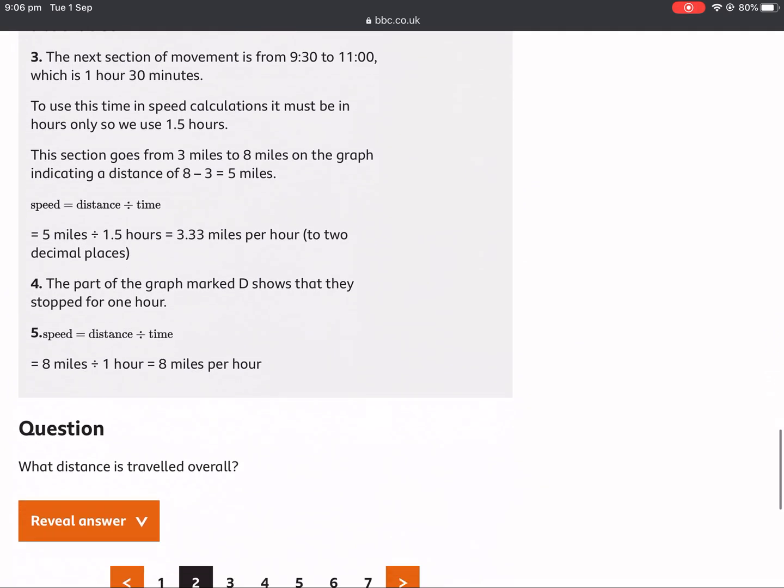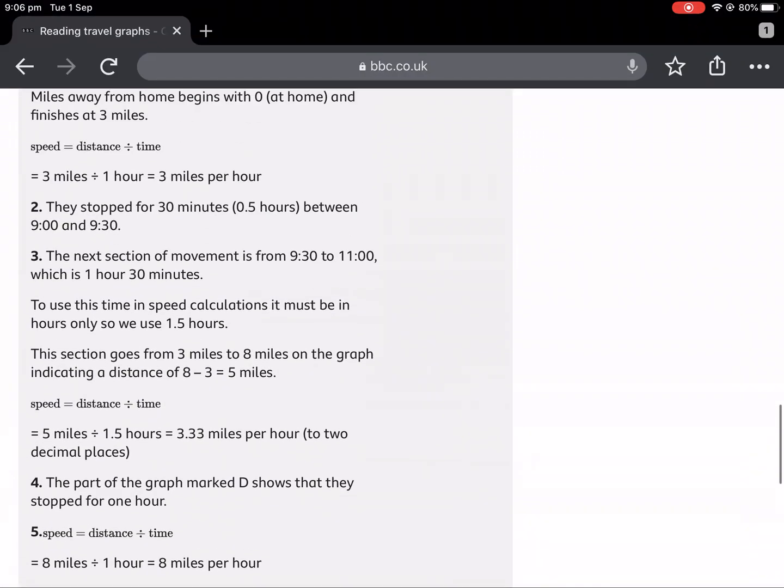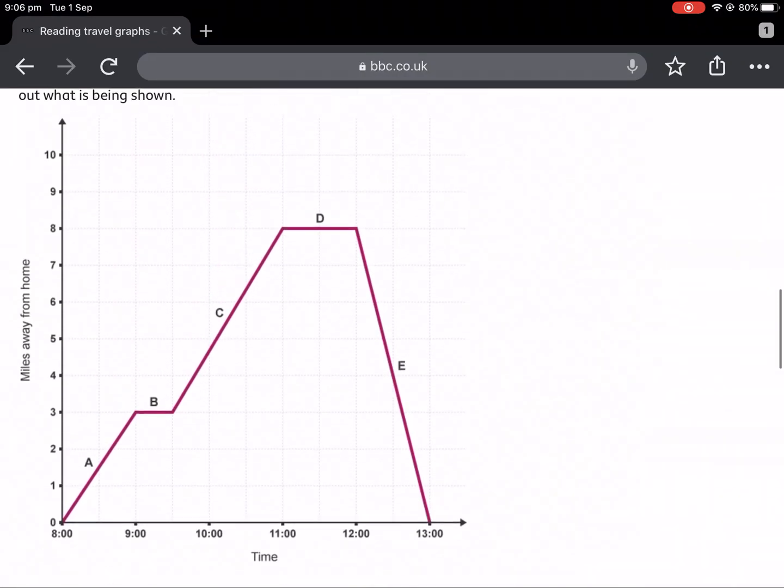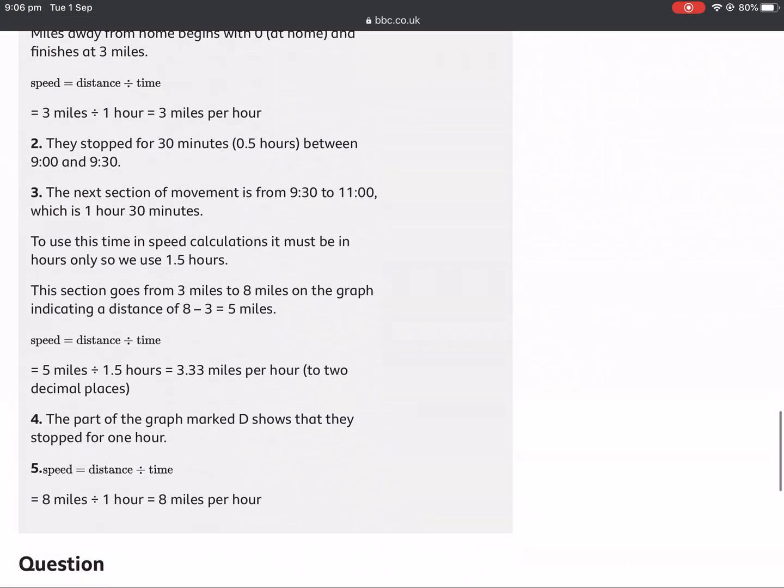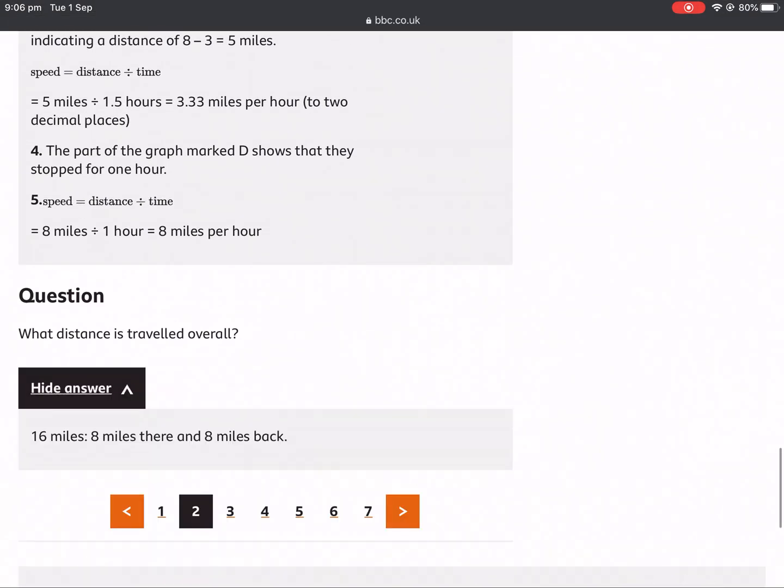Excellent, excellent. What distance is travelled overall? Well, they travelled away for 8 miles total, and then they came back 8 miles, so they travelled 16 miles overall. Thank you very much.